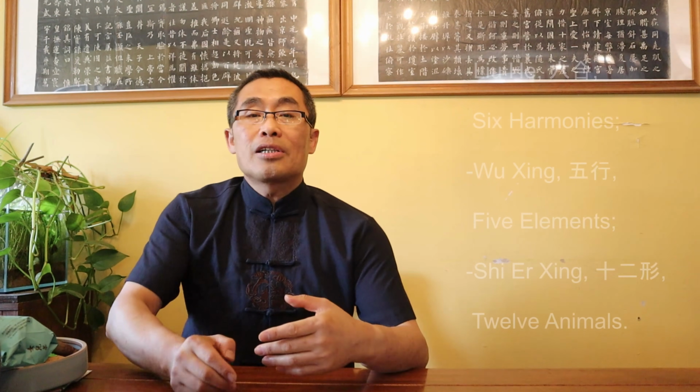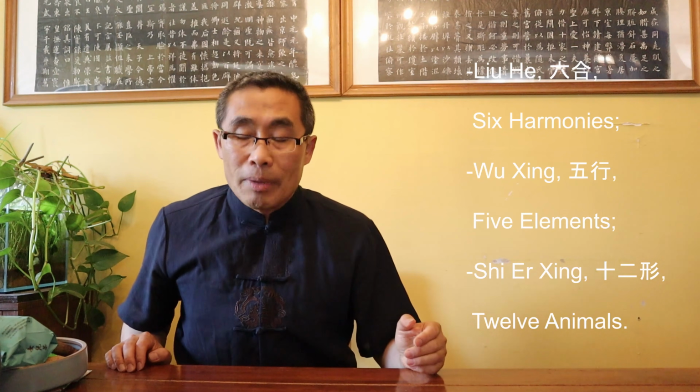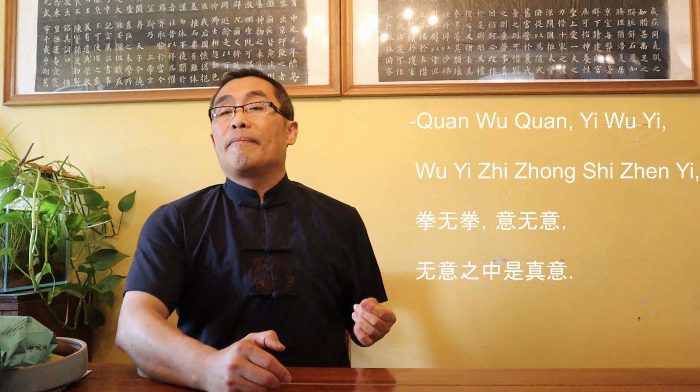Xing Yi itself has extremely high technical requirements, such as 六合 or six harmony, 五行 or five elements, and 十二行 or 12 animals, all of which are very refined forms of 技巧 or techniques. Li Cunyi's intention was this: when your 功力 reaches the level of perfection, technique becomes action without intention. At that stage, the fist has no fist, the intent has no intent, and the truth lies within the unintentional, or 拳无拳, 意无意, 无意之中, 是真意.